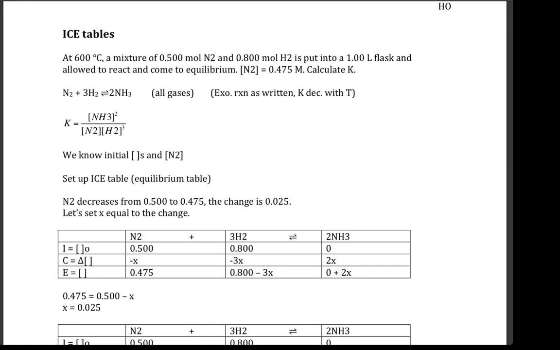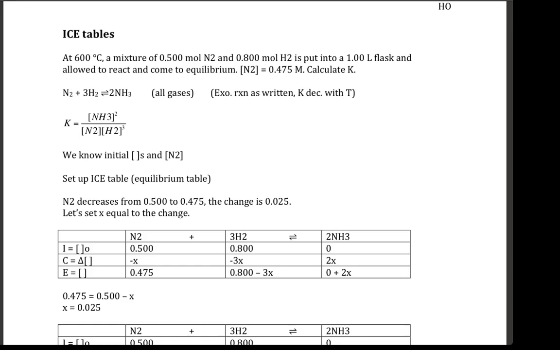At 600 degrees Celsius, a mixture of 0.500 moles of N2 and 0.800 moles of H2 is put into a 1.00 liter flask and allowed to react and come to equilibrium. At equilibrium, it is found that the concentration of the N2 is 0.475 molar. From this information, calculate K.